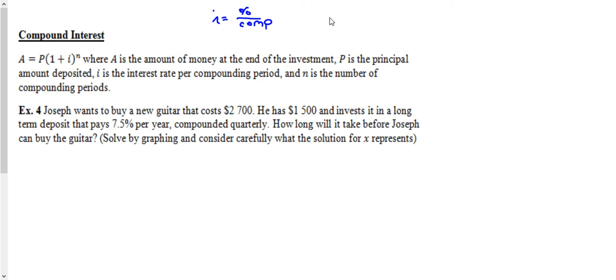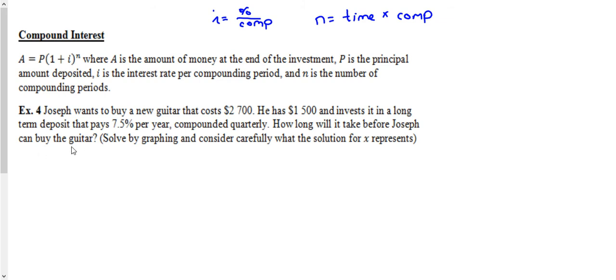A quick note about n. And here it says the number of compounding periods. Well, n is truly your number of compounding periods multiplied by time. So it's going to be time multiplied by compounding periods. So basically this tells you how many compounding periods you have within a certain time amount, and so that's going to get you your total compounding periods.